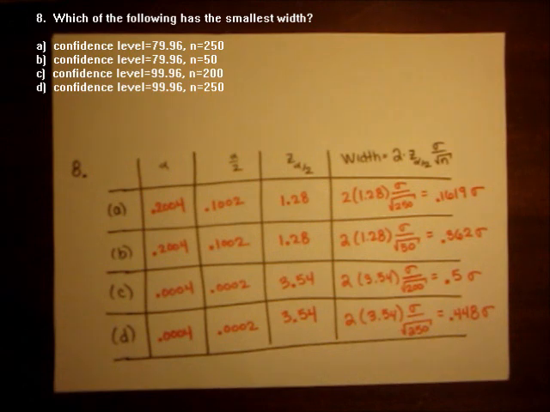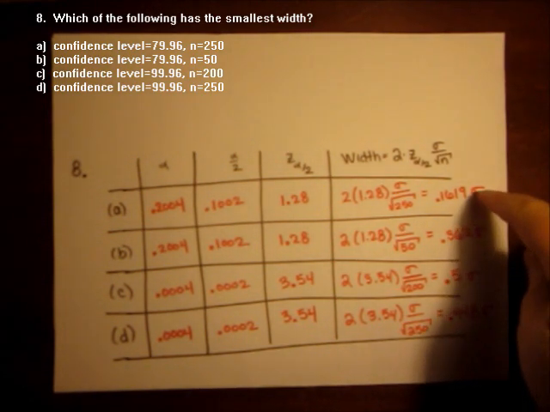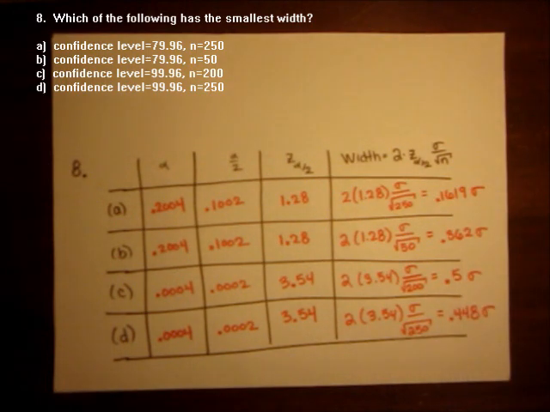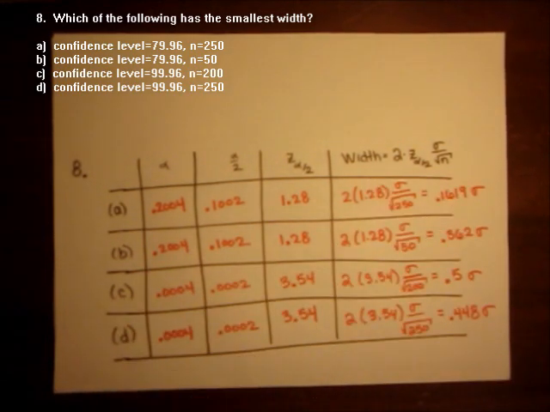So if I'm looking for the smallest width, then regardless of what the standard deviation sigma is, the smallest multiplier in front is the 0.1619, which goes along with choice A.